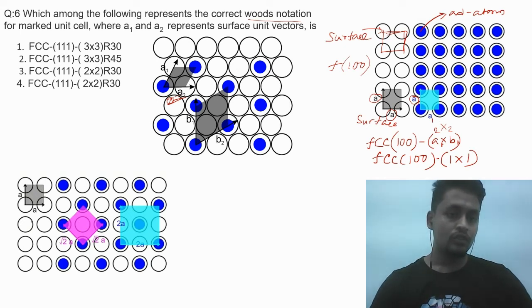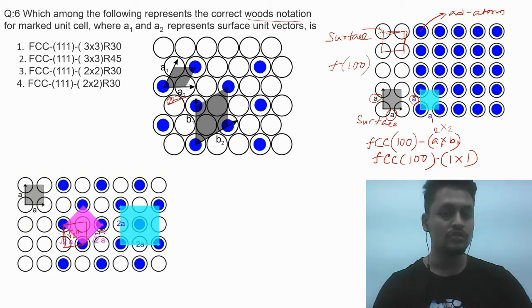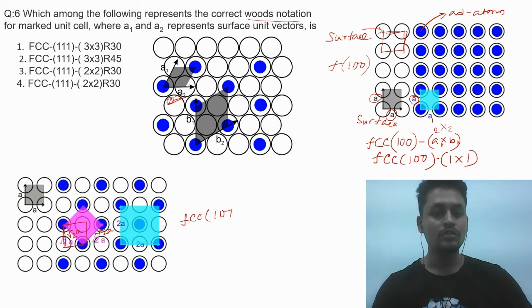So we know this is a. This is a, this is also a, this is a, this is also a. So this total thing is making a square, and we know the diagonal of a square is nothing but root 2a. So this is root 2a, and obviously this is also root 2a. So now, let's say this is FCC 100, and the surface will be root 2 cross root 2.